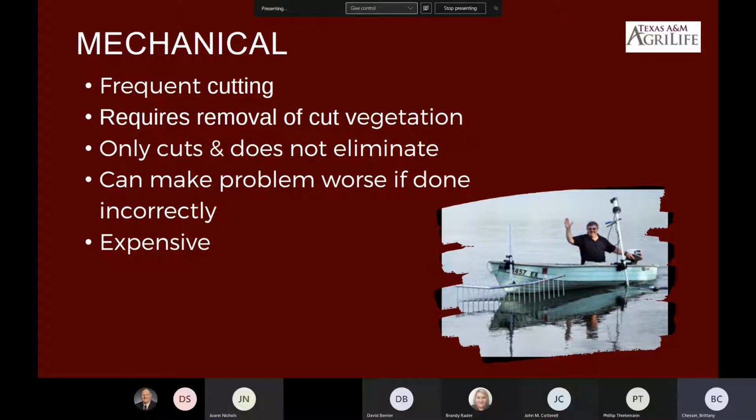So it's very important that you identify the type of vegetation that's growing. A lot of people just like to call whatever's growing in their pond algae, and that is not the case. We'll cover identification a little bit later in the presentation, but just know that this can definitely make it worse. And then on top of that, it's typically very expensive. Just getting any type of equipment out there is a huge expense, and it can also impact the surrounding environment.